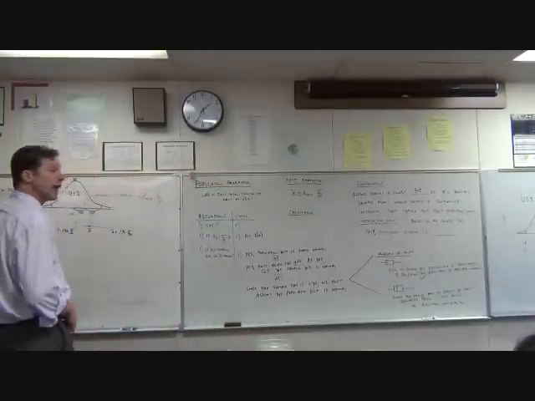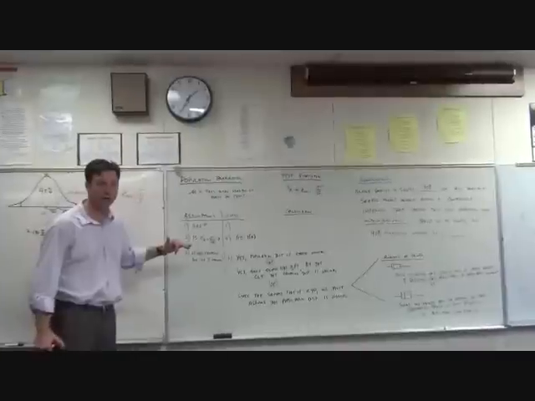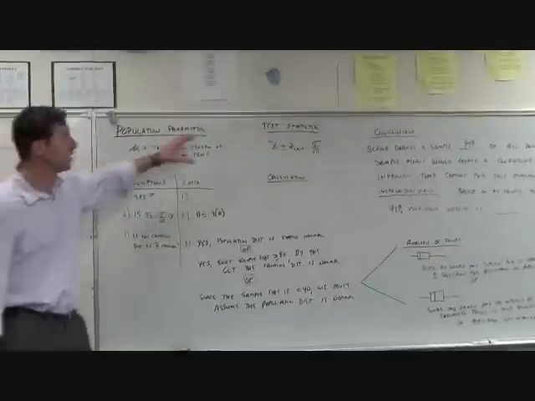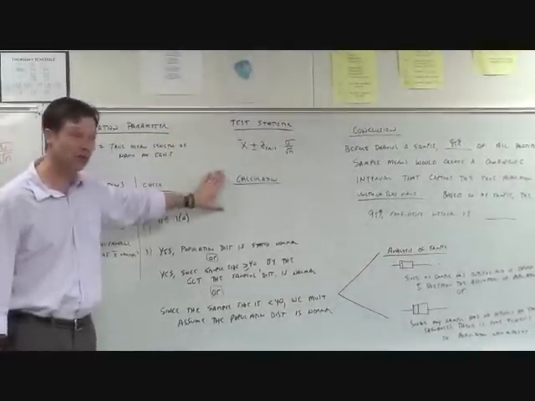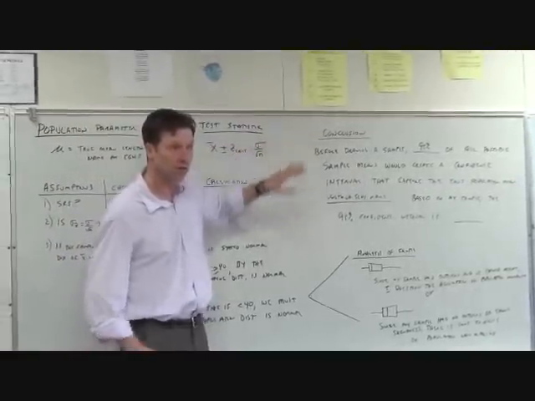All right, so whenever you're asked to do a confidence interval, these are the steps that you're going to do, every single time. You're going to write down the population parameter and talk about it. You're going to do your assumptions. You're going to write the test statistic, which is our formula. Then you're going to actually do the calculations, and then you're going to write up your conclusion. Tell me what the confidence interval means.